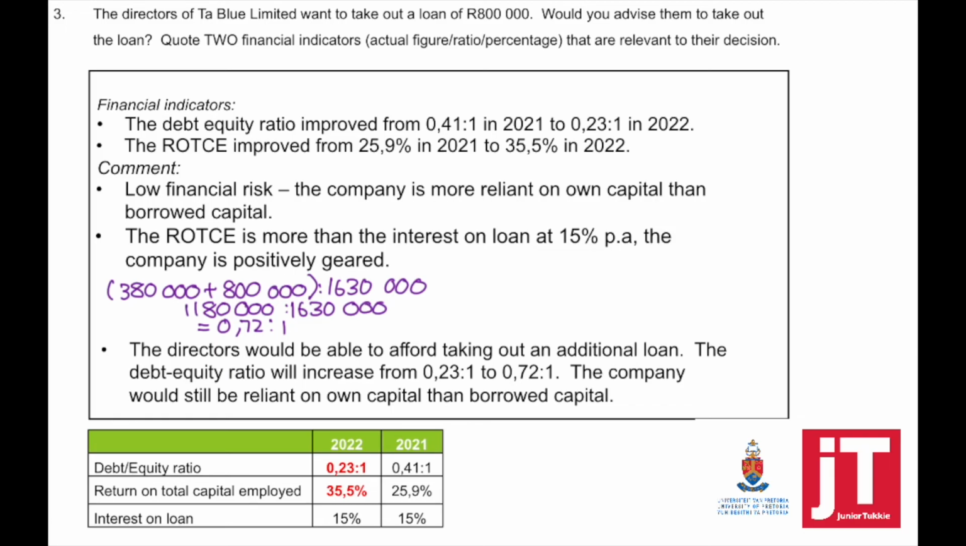Now we can also look at it from another perspective and we can say, right, what happens if we now borrow the 800,000? How would this change our debt equity ratio? So if we calculate borrowing an additional 800,000, our debt equity ratio will now increase from 0.23 to 1 to 0.72 to 1. We would still be more reliant on own capital than borrowed capital. The directors would be able to afford to take out the additional loan. And we are positively geared, so the conditions are favorable for us to borrow an additional 800,000.